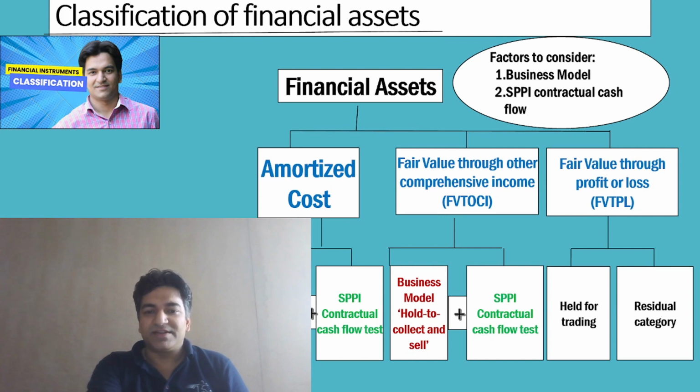However, if the business model is to hold and sell, and the SPPI contractual cash flow test is also passed, then the financial assets are classified as fair value through other comprehensive income. If the asset is held for trading or is a residual category, that is not classified as amortized cost or fair value through OCI, then it will be classified as fair value through profit and loss. We have already discussed these factors with the help of examples in the videos on financial instrument classification, so we are not going to discuss them in detail for the purpose of this session.